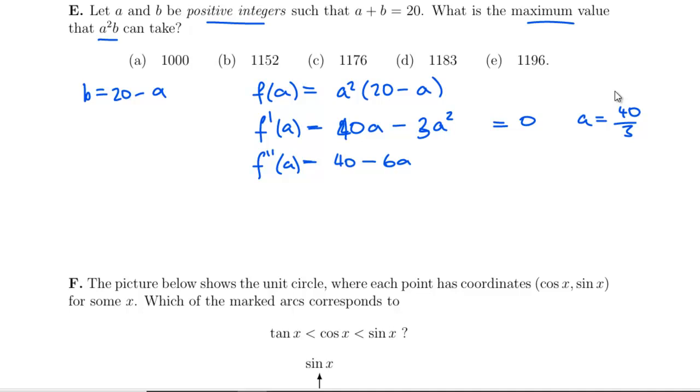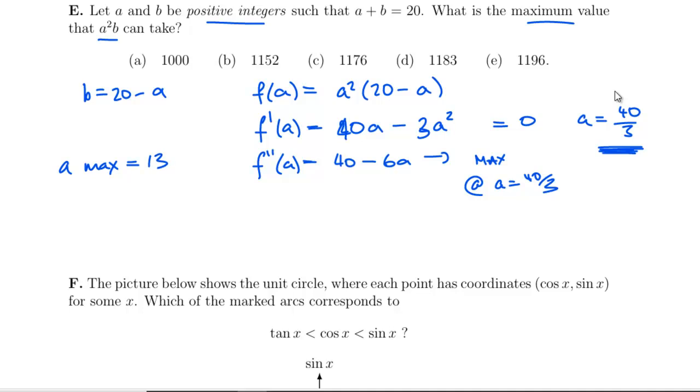Is this going to be negative? Then yes, it is, because we've got 40 minus 80. So that gives us a maximum at a equals 40 over 3. But a is a positive integer, so the best we can manage then is 13 on this. We can't do any more than that, can we? So a max is 13.